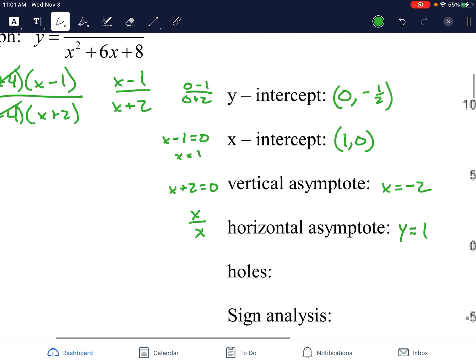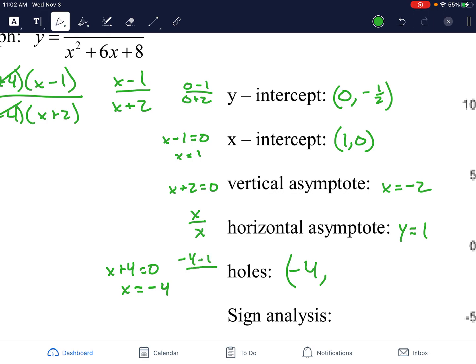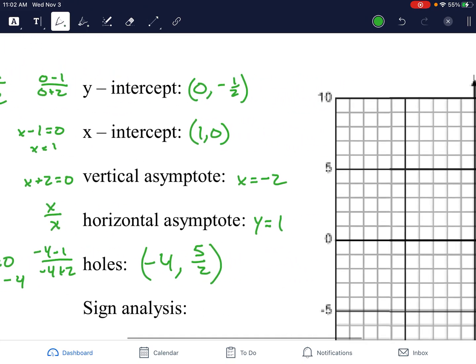And then we can put down the hole. The hole, we cancel out x plus 4. Set that equal to 0 and solve. So x equals -4. That is the x value of your hole. Now we need to find out the y component by putting that number back into our equation. So -4 minus 1 over -4 plus 2 gives us -5 over -3. No, sorry, -5 over -2. Negative over negative is a positive. So positive 5 over 2. All right. We have those 5 things down.